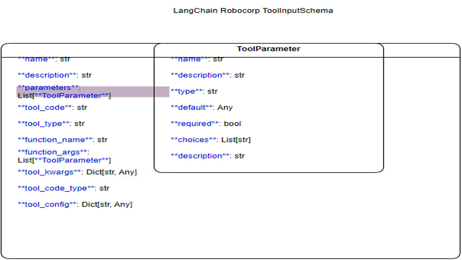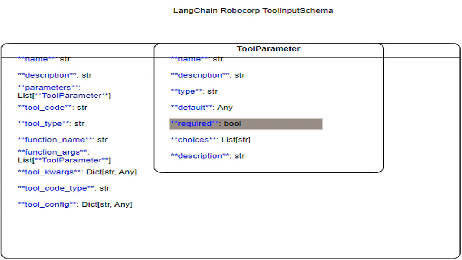Tool parameter: represents a single input parameter for a tool. Name, str: the name of the parameter. Description, str: a textual description of the parameter. Type, str: the data type of the parameter. Default, Any: the default value for the parameter if not provided.